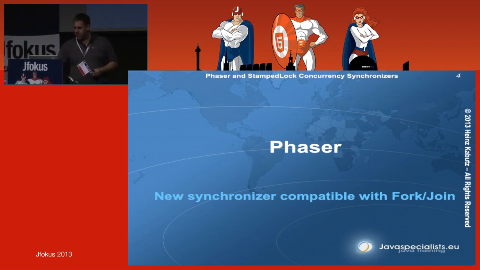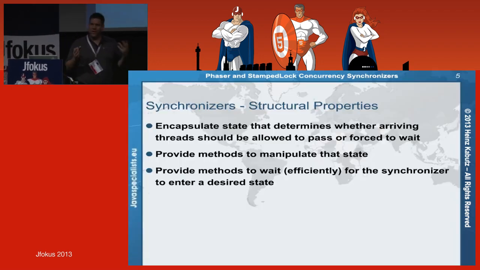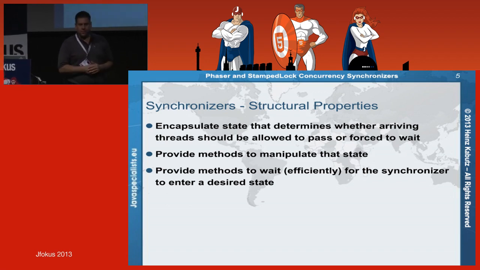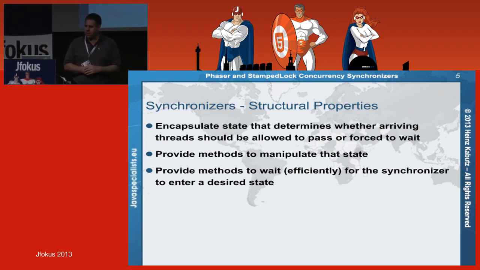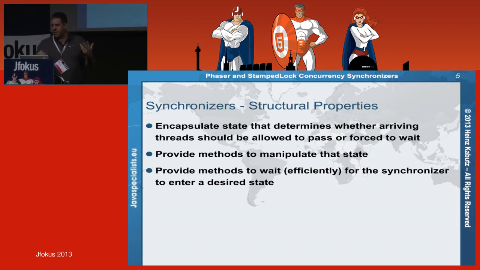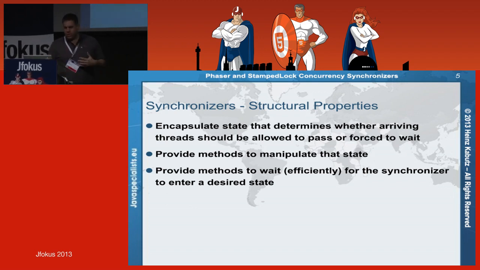Phaser is a Java 7 class, and we need it because we sometimes have to coordinate between different threads. So if we've got threads that have to meet at some point and exchange information at a certain time, then phaser can be used for that. And there are also other possibilities that you can use. The idea with synchronizers is that we encapsulate the state so that somehow the threads know whether they need to continue or stop. And we've got methods for manipulating the state and ways to efficiently change state of the various threads.